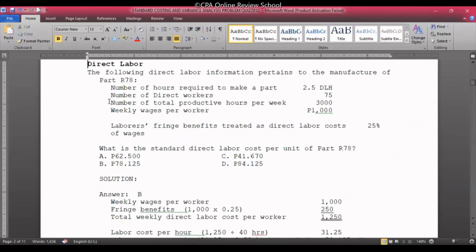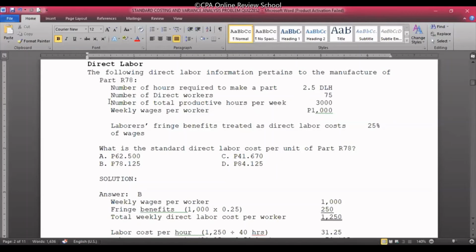The following direct labor information pertains to the manufacture of part R78. So, sa isang part, meron kang manufacture. Ito yung part na yon. Now, dito naman, we set the standard for the direct labor. Ano ibig sabihin nun? So, let's say, gagawa ka nitong part R78. How much hours ba dapat ang kailangan and at what rate? Ayan. Now, ang tinatanong niya ngayon sa atin, yung rate ng labor cost natin. So, number of hours required to make a part is 2.5 direct labor hours. Yun na yung standard niya.